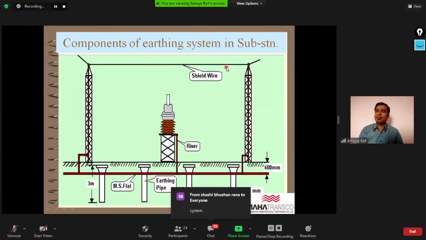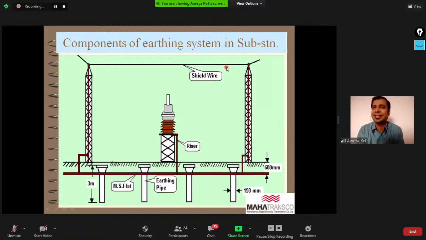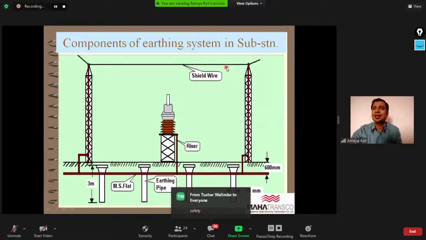Again, the reply from Shashi Bhushan is system. I think the rest of the participants are a bit confused about this. Anyone else apart from Shashi Bhushan? Yes, Tushar. Tushar is saying it's safety. Okay. Anyone else? Yes, Vijayaraj Gadge is replying it's system.